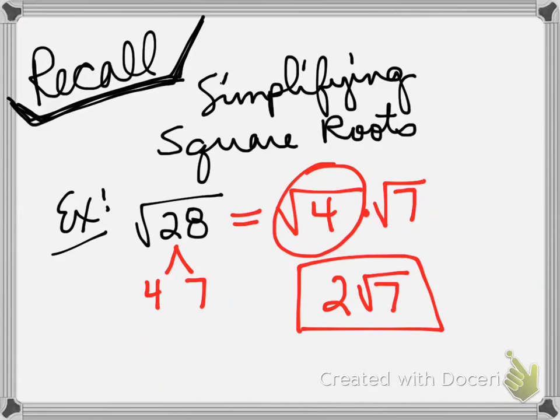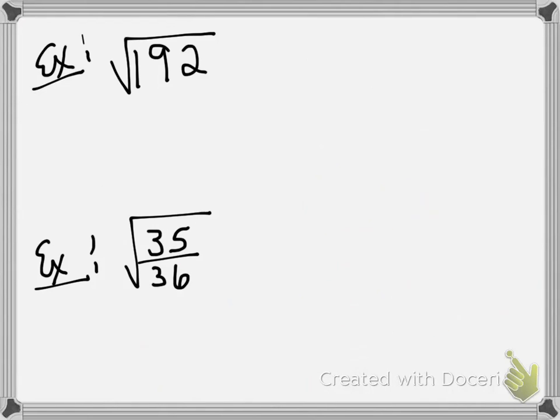Now at first I don't think you're going to see the point behind this, but as we go through problems solving quadratics, I think it's going to start to come to you. You'll see why that's important. So let's try another problem. What if I want to simplify the square root of 192? Well, last time I had 4 and I had 7, so let's see.